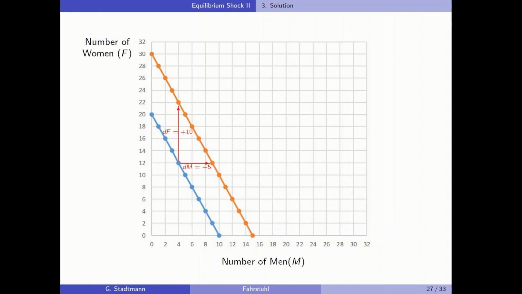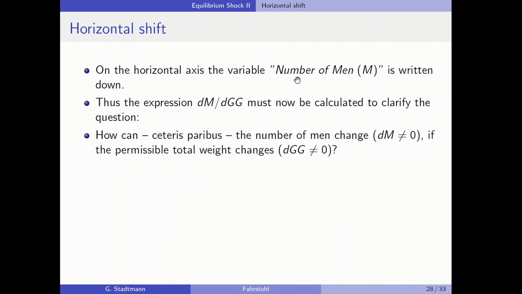We want to talk about the horizontal shift first, and on the horizontal axis, there we have the number of men, and we know already from the graph that dm is equal to plus 5. So on the horizontal axis, we have the variable number of men, and thus we have to compute the expression dm over dgg. And then we can find out how many men can board the elevator additionally in case that the capacity constraint was increased.